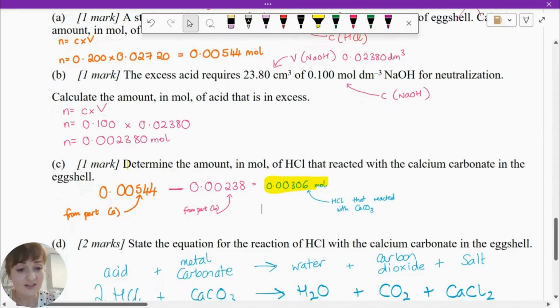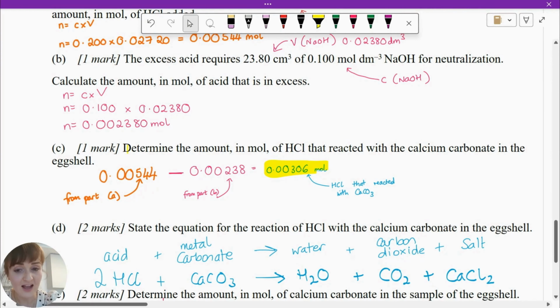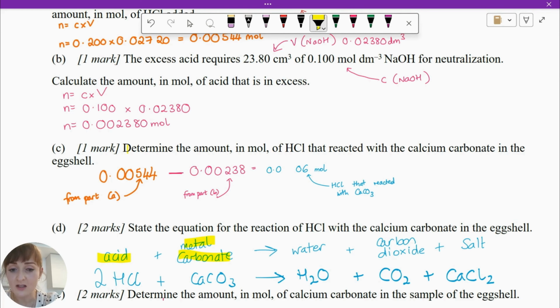The next part of the question asks you to state the equation. So one of the reactions that's happening is between HCl and the calcium carbonate in the eggshell. Because what's reacting is an acid and a metal carbonate, it's always going to form a water, carbon dioxide, and the salt. So my acid is HCl, my metal carbonate is CaCO3, that's easy enough. Water and carbon dioxide, again, pretty easy. My salt is CaCl2. Make sure to take a second and form this correctly, as without it formed correctly, you won't balance it correctly. And this is a 2-mark question, which means that one of the marks will be going for correct reactants and products, and one of the marks will be going for balancing it correctly.